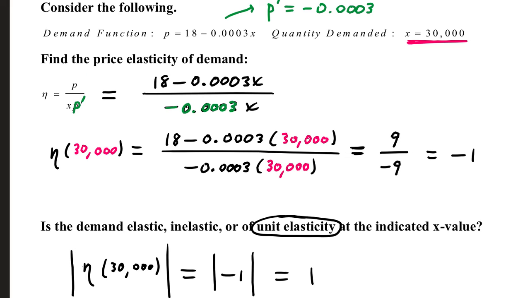So we're going to do P over x times P prime. P is given. X times the derivative of P. So it's just 0.0003x with a negative. Don't forget the negative. Quantity demanded 30,000 plugged into our eta function. Substitute in carefully. You get 9 over negative 9, which is negative 1. The absolute value of negative 1 is 1. So this is an example of unit elasticity.